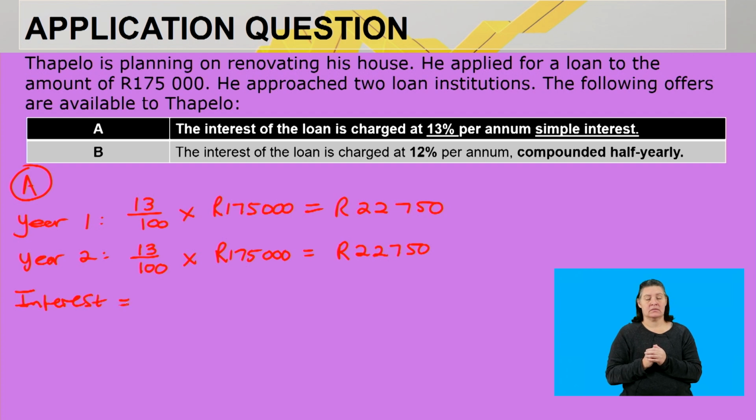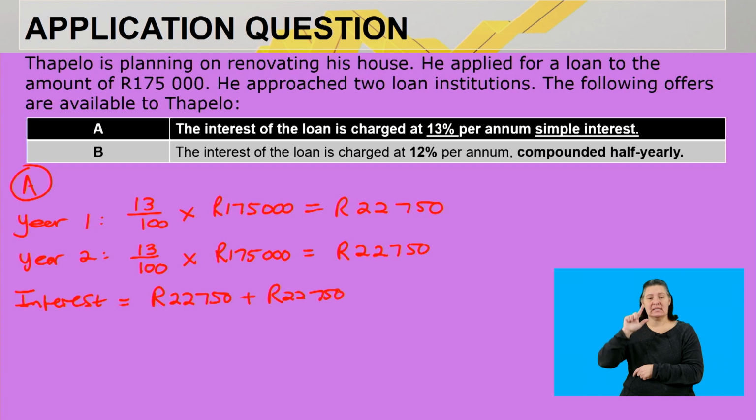So then the interest over this 2-year period, right? So what will that amount to? It's where I take the 22,750 of year 1 plus the 22,750 of year 2, right? And I'll get an answer of 45,500 Rand.